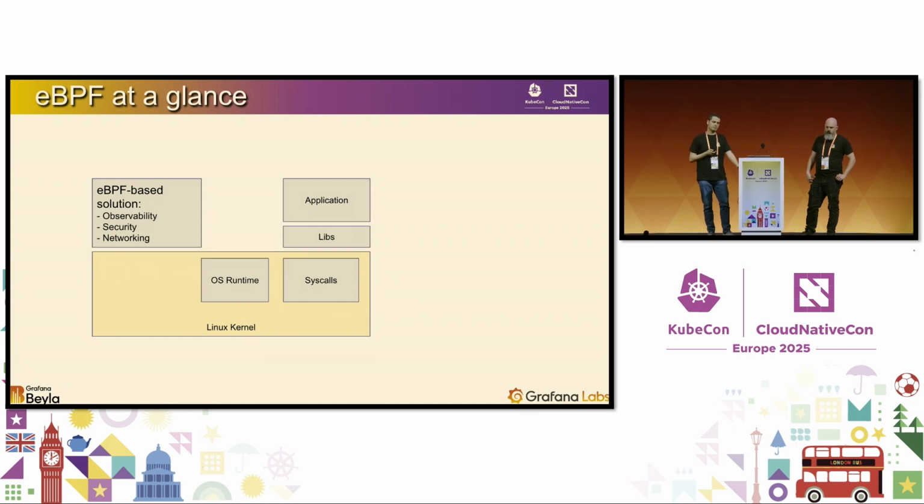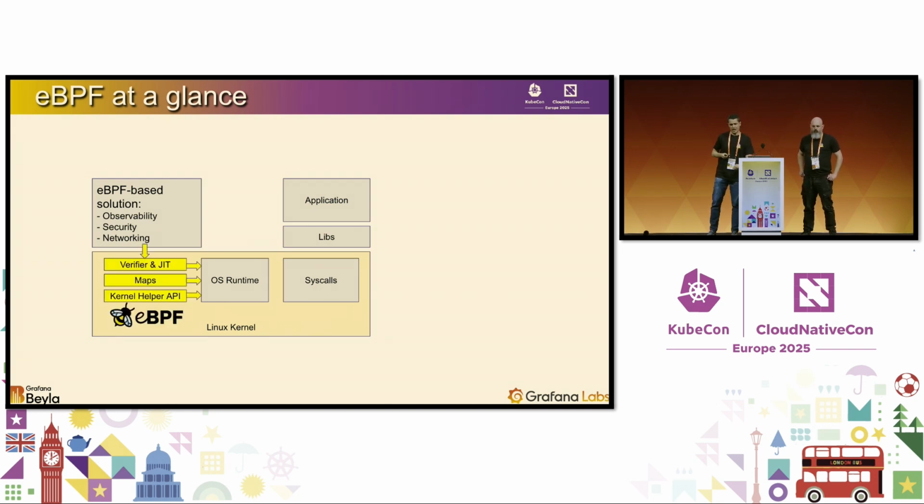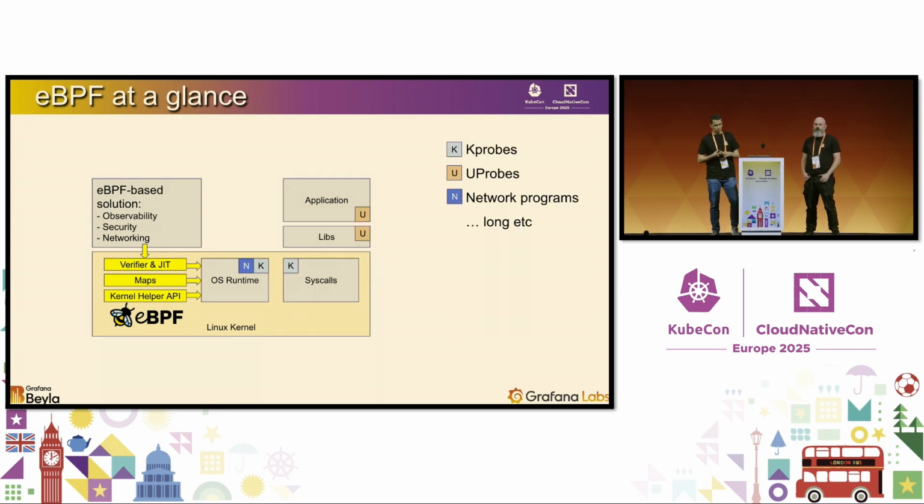Beyla, but any eBPF-based solution, also runs as a user-level application, in the user space, but it interacts with the eBPF implementation that runs in the kernel that provides verification and just-in-time compilation for safe access to the resources. It provides some maps to communicate the user and the kernel space, and some kernel helper API to interact and to load the programs.